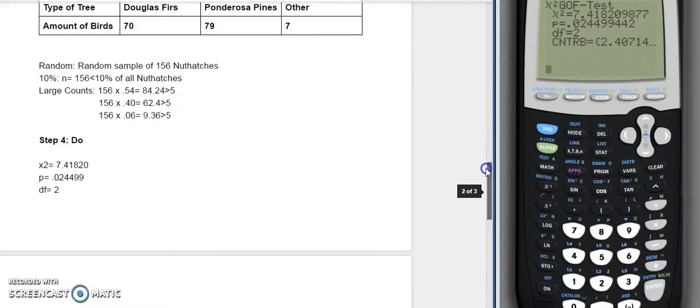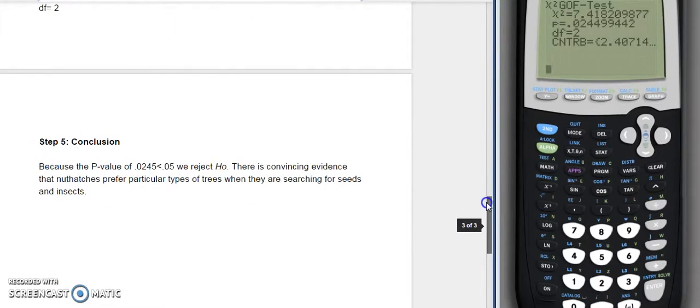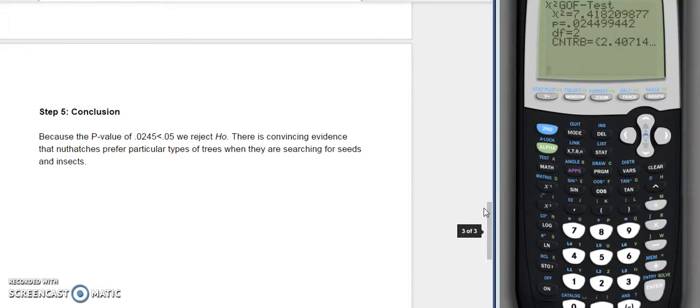The final step in completing this chi-square goodness of fit test is the conclusion. The point of completing the chi-square goodness of fit test on our calculator was to find the p-value. In our conclusion, we say, because the p-value of 0.0245 is less than 0.05, we reject the null. There is convincing evidence that the nuthatches prefer particular types of trees when they are searching for seeds and insects.